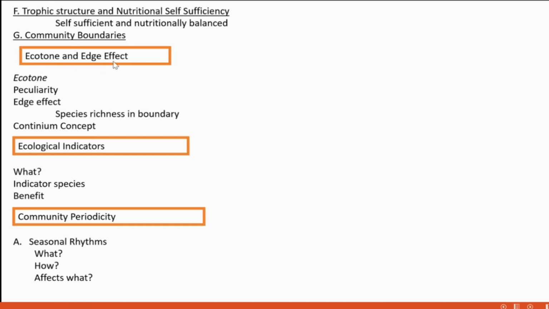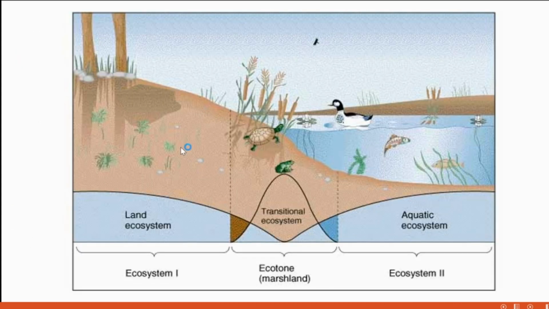Another one, ecotone and edge effect, very important. Ecotone is the region that is a transitional zone between the meeting point of two communities, the terrestrial and aquatic, and the region where these two communities meet together. That meeting point, that transitional zone, is called an ecotone.